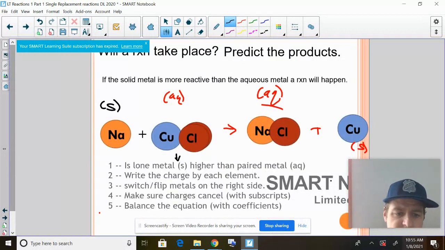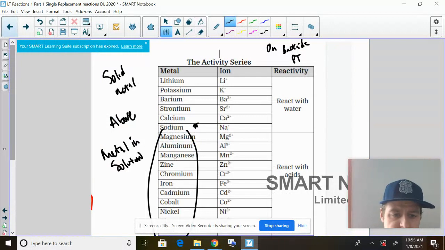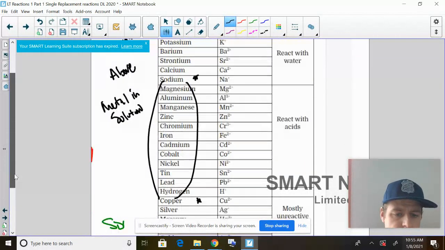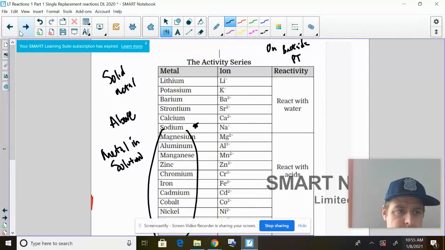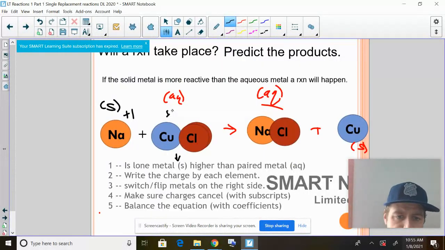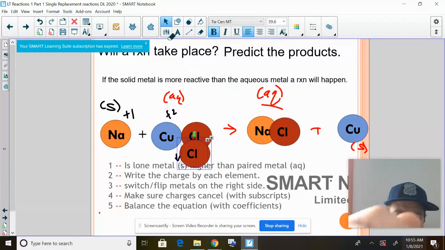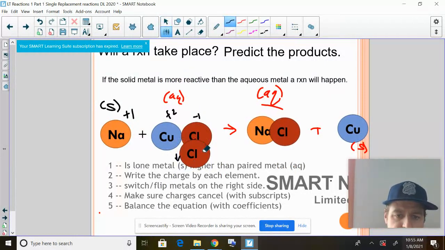So what happens then is we always write the charge by each element. So sodium is +1. Copper is +2. And there should be 2 chlorines there. Chlorine's -1 each of them, and I have 2 of them, so it's -2.